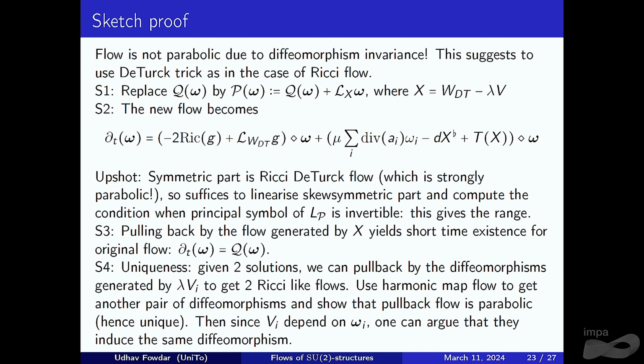And then you can use the harmonic map flow to cook up two new diffeomorphisms. Once you have the diffeomorphism, you can pull back again, and the flow is going to essentially end up looking a bit like this flow, this Ricci-DeTurck vector field plus this guy here. But this flow here is parabolic. So it has short-time existence and uniqueness. And then essentially what you do is you pull back by the diffeomorphism you get to extract uniqueness for the original flow. And this is how you do it in the case of Ricci flow. This is roughly the argument.